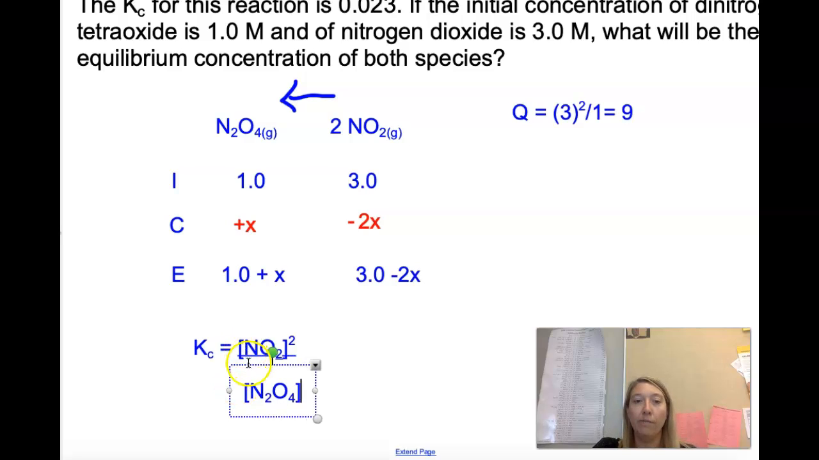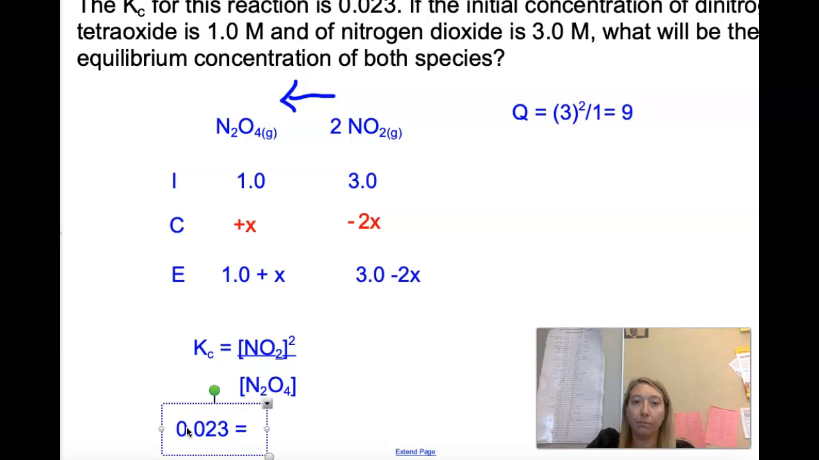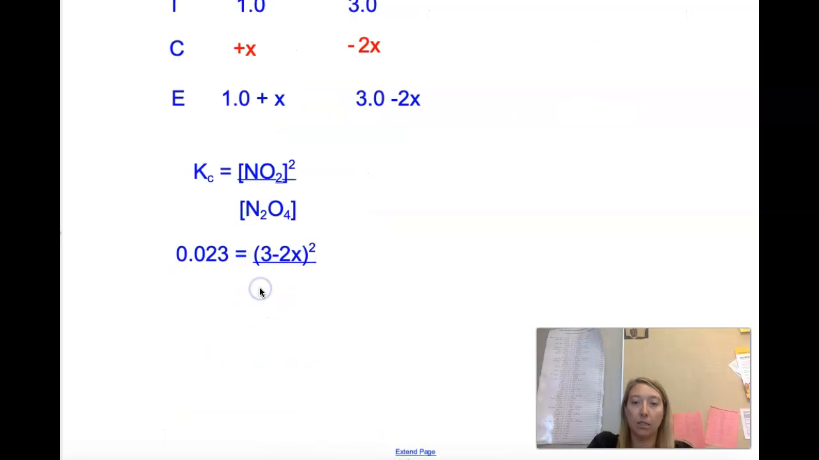Okay, so even though we're shifting in the opposite direction, we're not going to change these around, right? Sometimes you guys are like, oh, but I need to flip these because I'm shifting this way. We don't want to do that because the Kc number that we have right here is for the forward direction. So if I were to flip these around, I would also have to take the inverse of that Kc. If I'm taking the inverse of both sides, I may as well just leave it the same and not do that additional piece of work, okay? So Kc 0.023, this is going to equal (3 minus 2x) squared divided by 1 plus x.